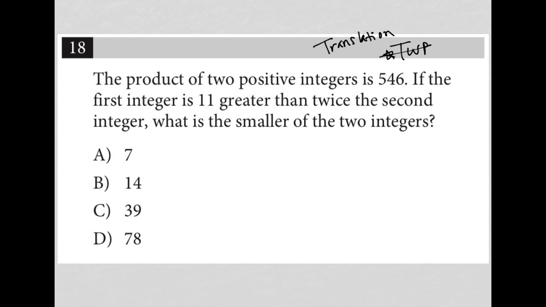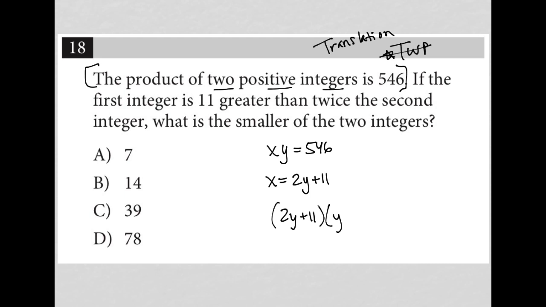I'm going to take this first sentence, for instance, and convert it into an equation, which would be x times y equals 546, where x and y will be my two positive integers. The next sentence says if the first integer is 11 greater than twice the second integer, so x being my first integer, if I translate what that sentence says, x is equal to 2 times y, so twice the second, but 11 greater than that, so plus 11. And then, of course, that means that (2y plus 11) times y is equal to 546.